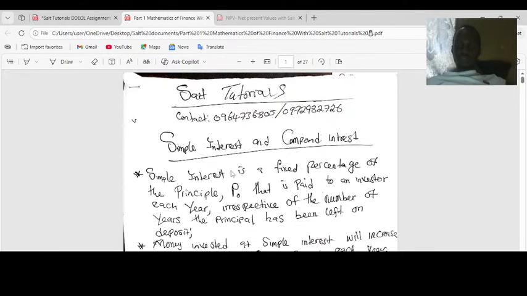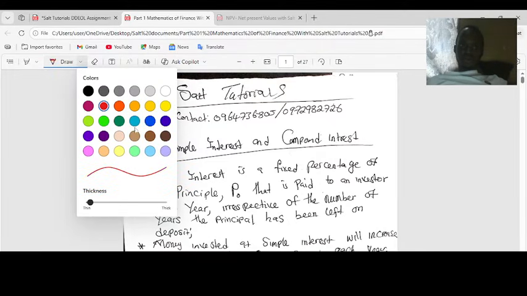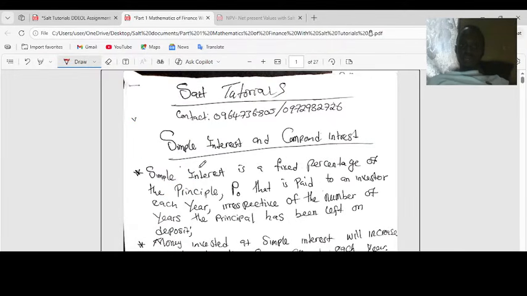This is the first chapter of mathematics of finance, where we'll be looking more at interest. There are two types of interest which you have to understand, even in the school of business or as a business person. There is simple interest, and there is compound interest.